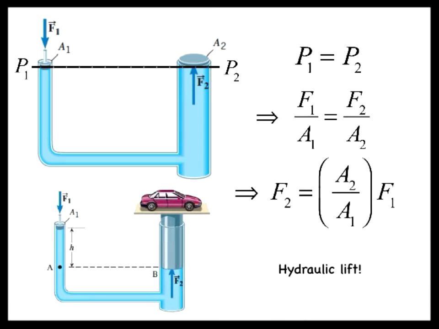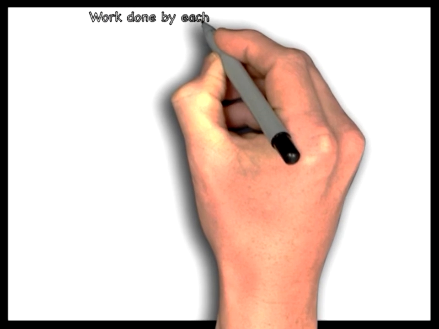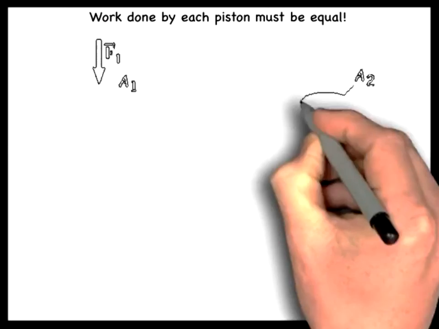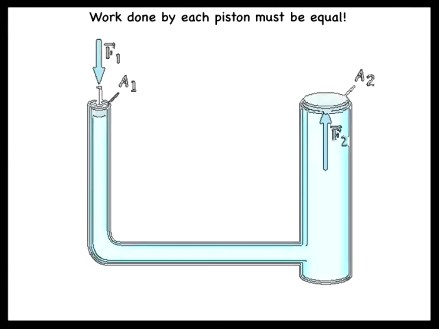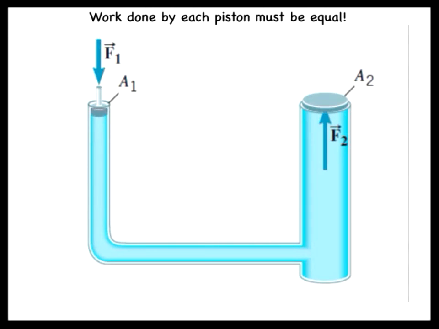It might seem like we're getting something for nothing, as a very large output force is created by a much smaller input force. However, the work done by each piston must be the same. Therefore, the small input force will move its piston through a greater distance than the larger output force moves its piston.